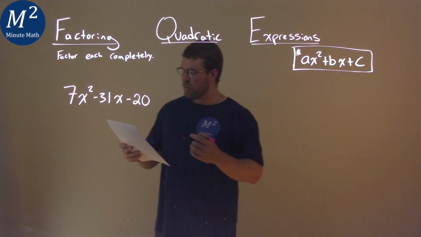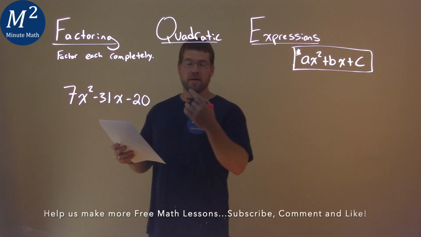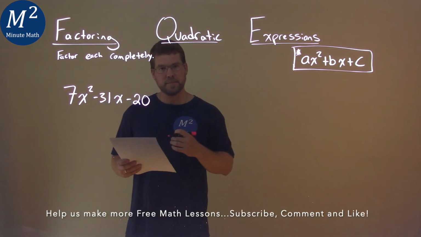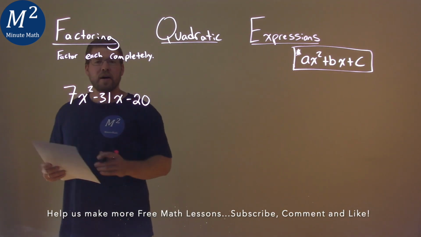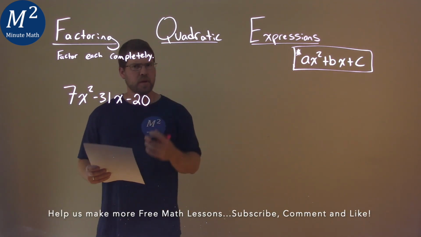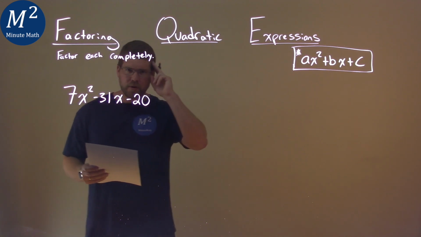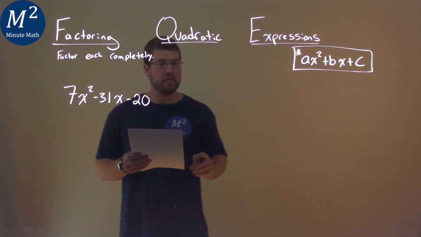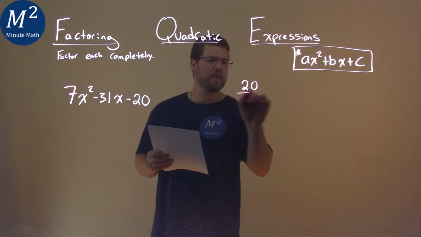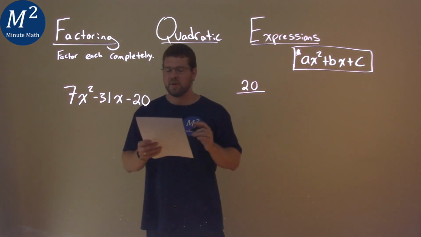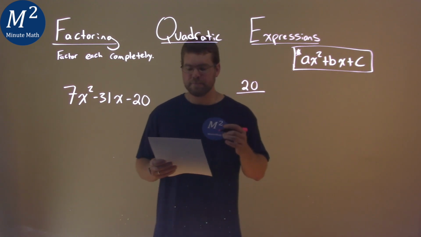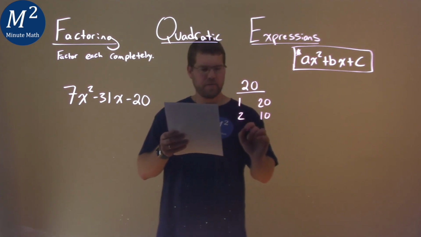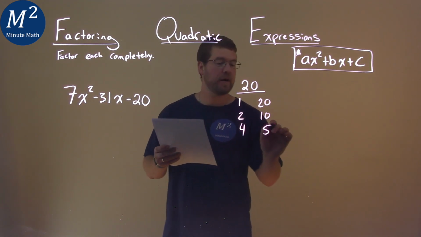We're given this problem right here, 7x squared minus 31x minus 20, and we have to factor this completely. Well, we notice our a value being a 7, prime number here. So that's going to be a little thing we're going to keep in our head. We now also look at our c value, a -20. So I'm going to put a positive 20 here, and I'm just going to write the two numbers that multiply to be 20. That's 1 and 20, 2 and 10, and 4 and 5.